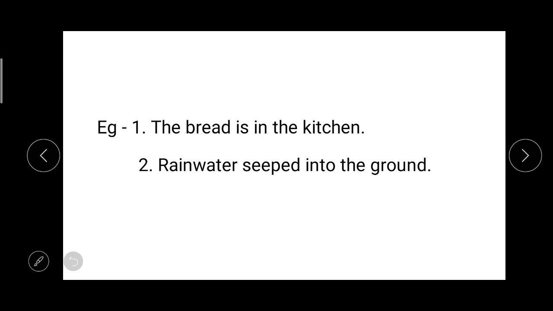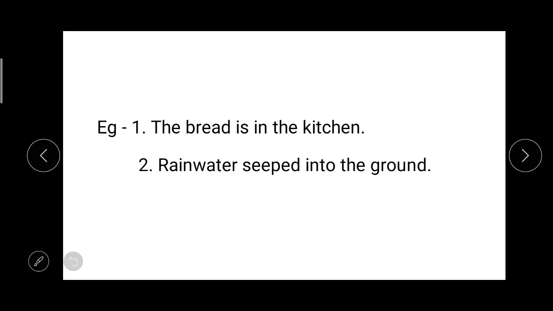So let me show you the examples. The bread is in the kitchen. And number two, rainwater seeped into the ground. Here you can see in. In number one, it is showing us a static position, a stationary position.